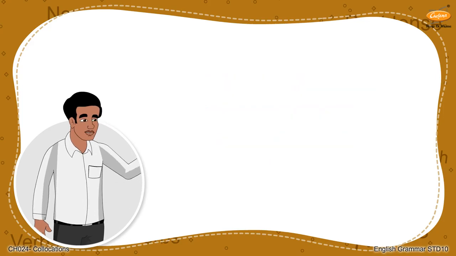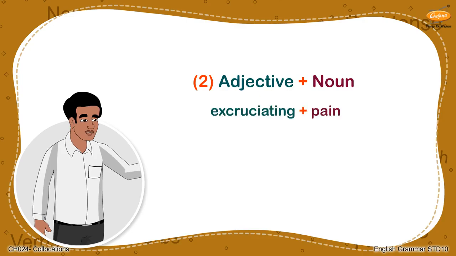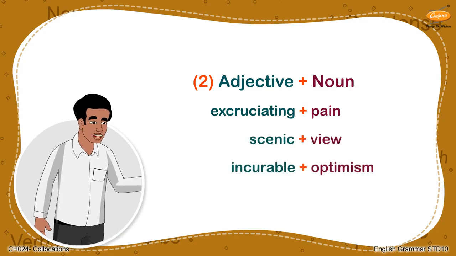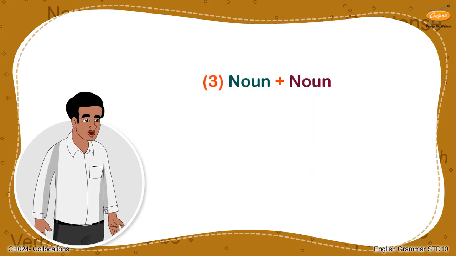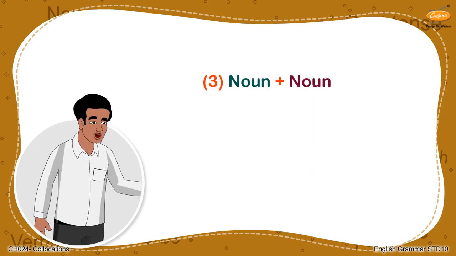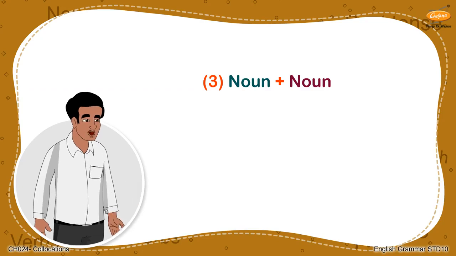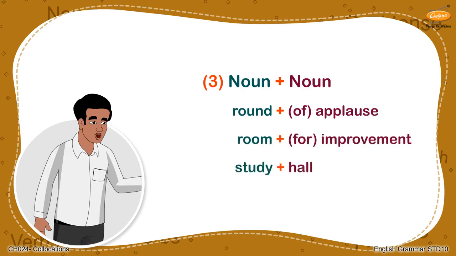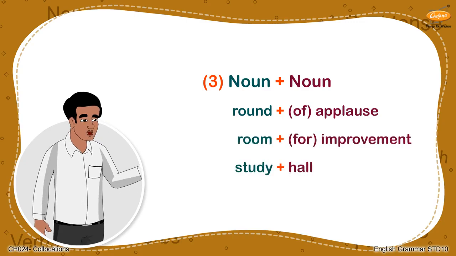Collocations can also be formed by combining adjectives and nouns. So we get excruciating pain, scenic view, incurable optimism, etc. A third way of forming collocations is by use of two nouns. Examples of this method are round of applause, room for improvement, study hall, and so on.